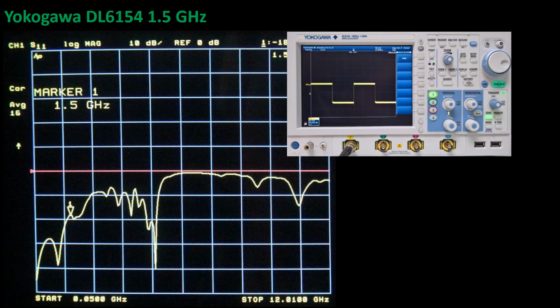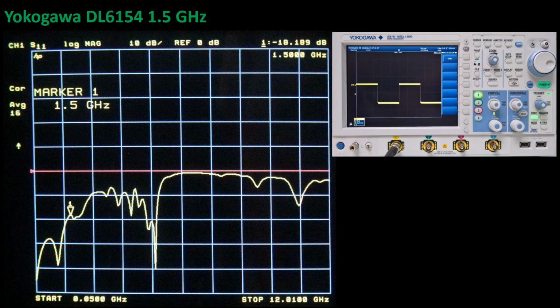These are the measurements we made with the Yokogawa DL6154. This oscilloscope has 1.5 GHz bandwidth. Its maximum return losses are found at the highest operating frequency and are around minus 18 dBs.